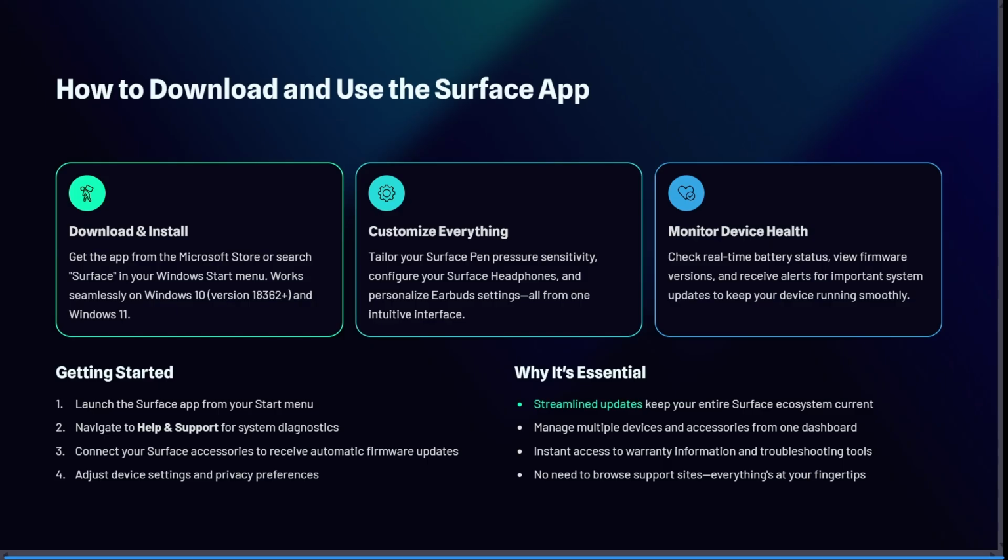Then, getting started, launch the Surface app from your start menu, navigate to help and support for system diagnostics, connect your Surface accessories to receive automatic firmware updates, and then adjust device settings and privacy preferences. Why is this essential? Streamlined updates can keep your entire Surface ecosystem current, up to date.